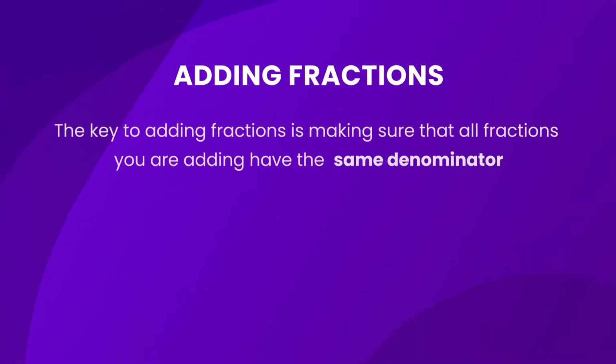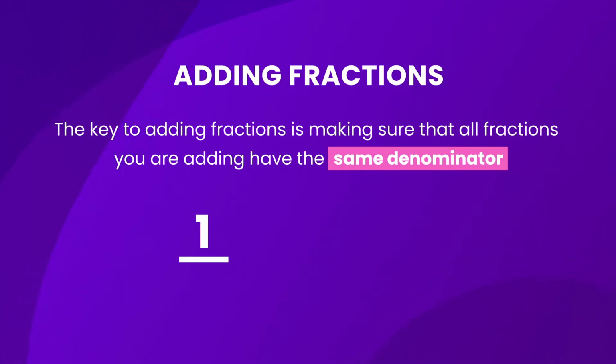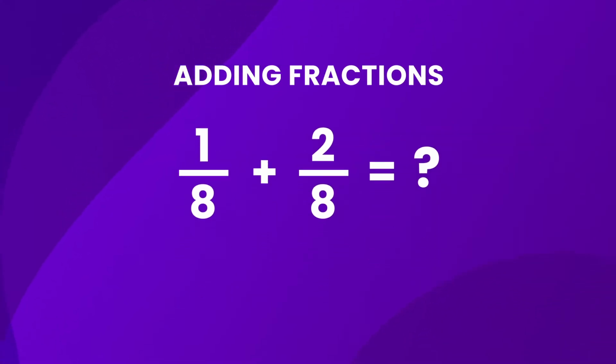The key to adding fractions is making sure that all of the fractions you're adding have the same denominator. When you have fractions with the same denominator, they're very easy to add. Let's take an example of 1/8 plus 2/8. You might think that you can add the numerators and add the denominators, but it doesn't quite work like that. Let's look at the example in more detail.